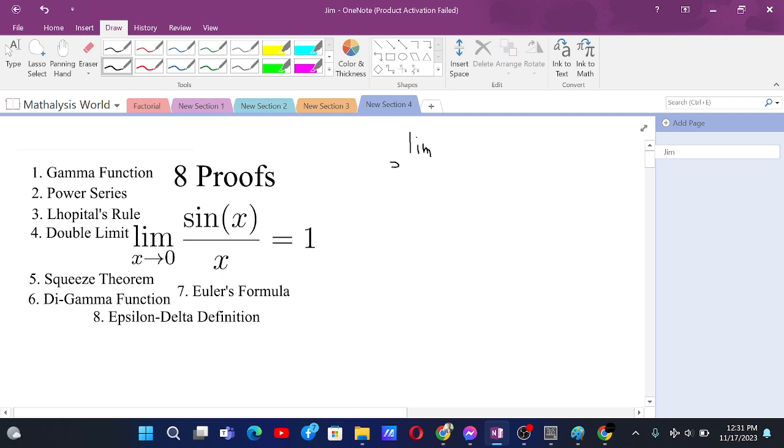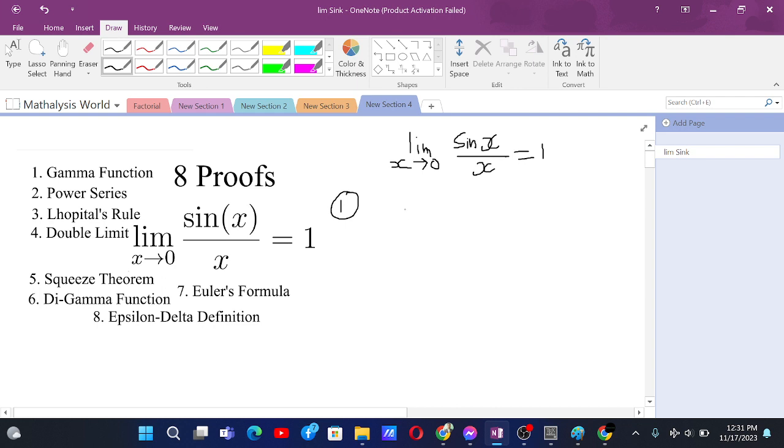But in this video, we are going to have 8 different proofs of this identity: limit x tends to 0, sin x by x equals 1. The first one is with the gamma function. Yeah, let's begin. Some of you might not know about the gamma function or the digamma function. For them, we do have other proofs too. I do enjoy it, just try to understand if you haven't.